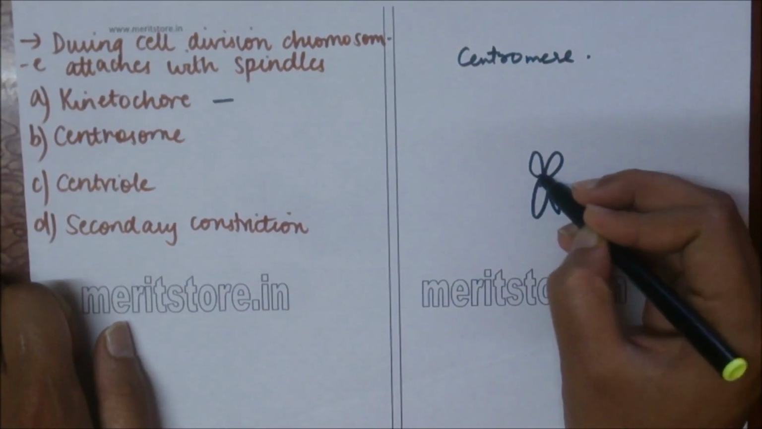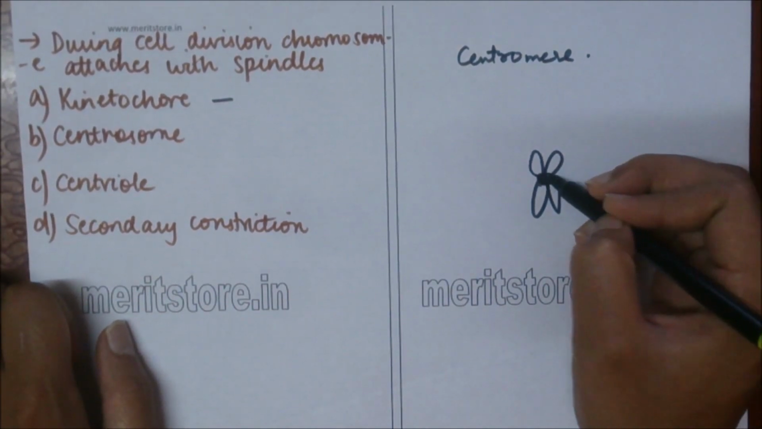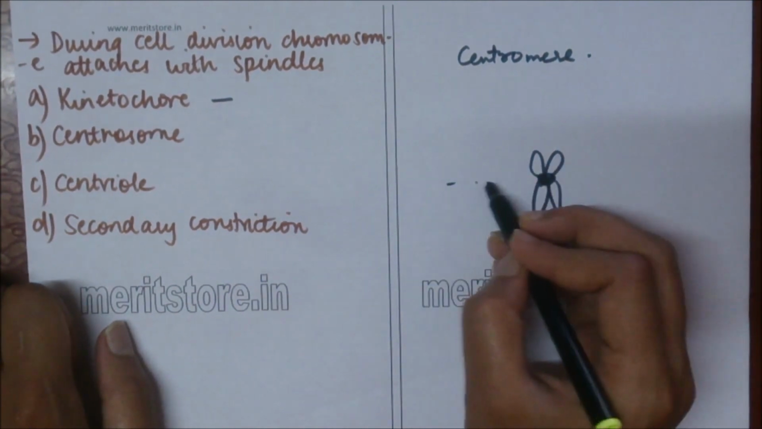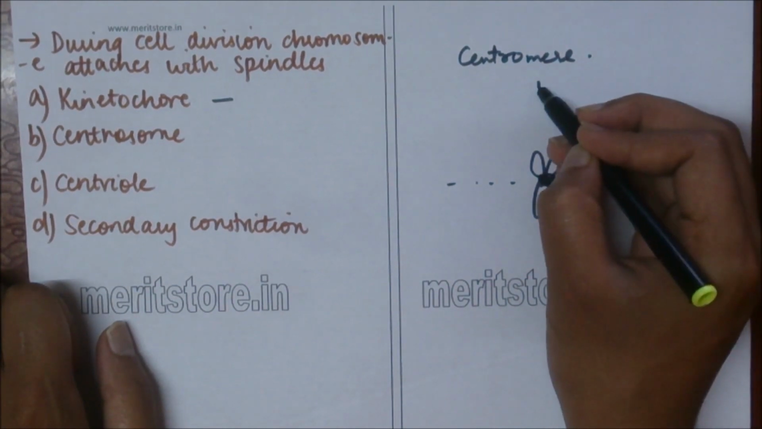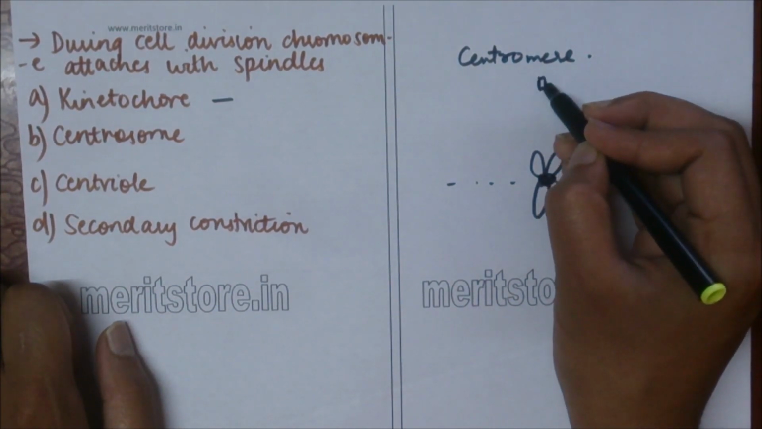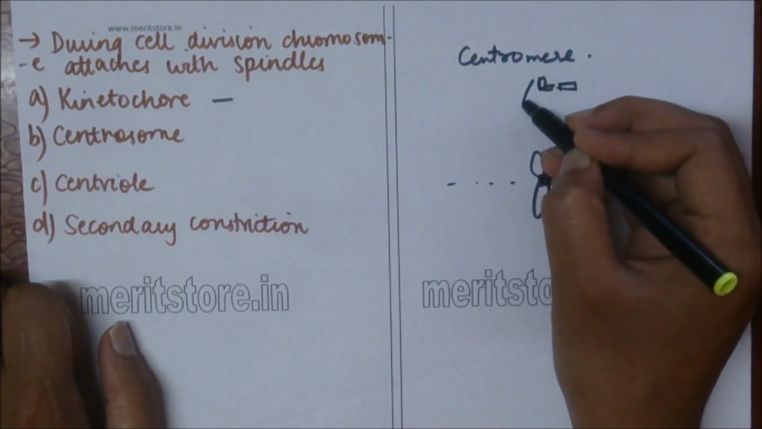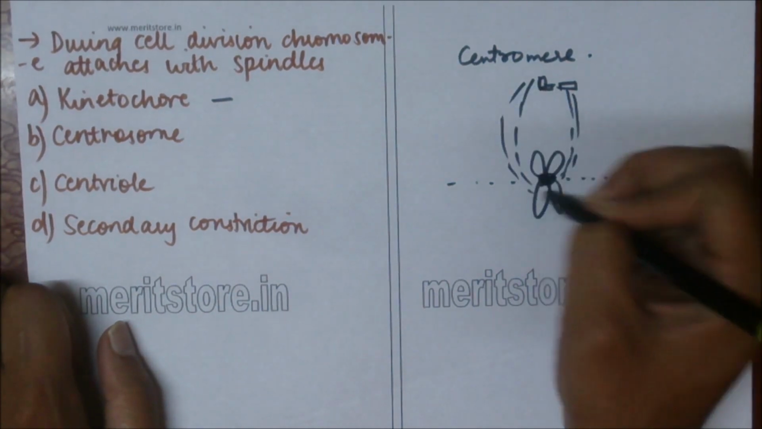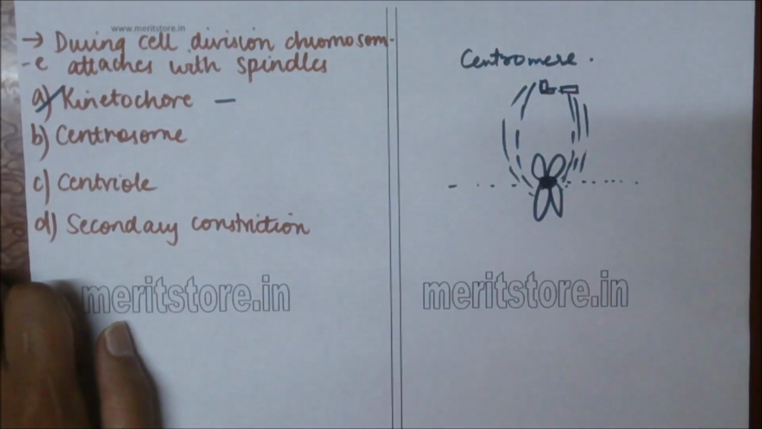This is a chromosome, this is the centromere. Spindles attach here. The chromosomes are arranged in the center or at the equator or at the equatorial plate due to active movements. These are centrioles. Spindle fibers are attached to centromere or kinetochore. So option A is the correct answer.